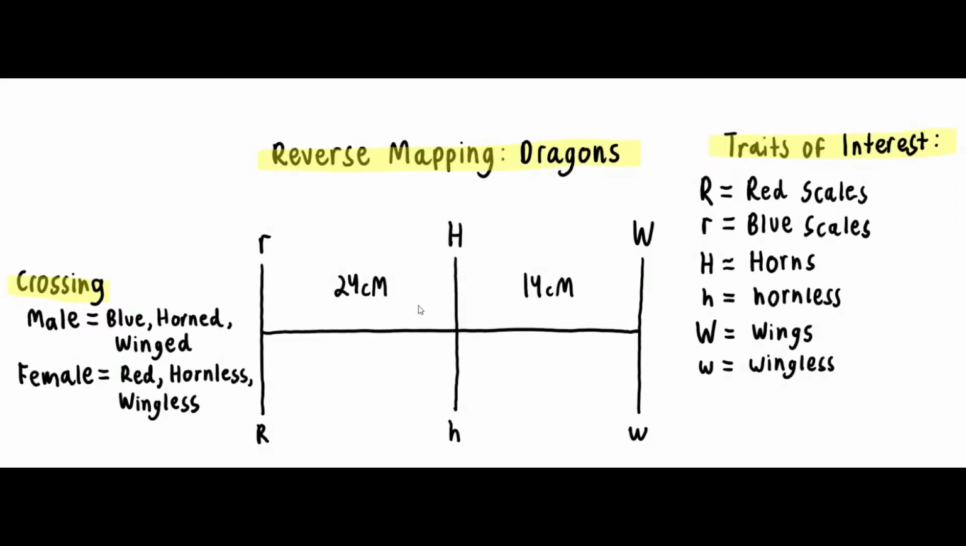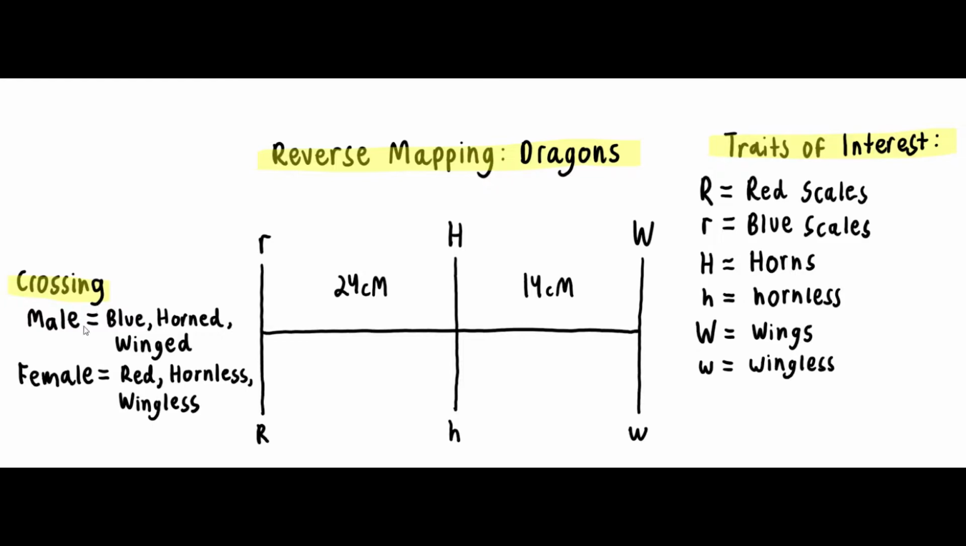My reverse mapping is on dragons. The traits of interest I'm looking at are color of scales, horns, and wings. So my dominant trait is red scales and my recessive is blue scales. Horns is dominant to hornless, and wings is dominant to wingless.